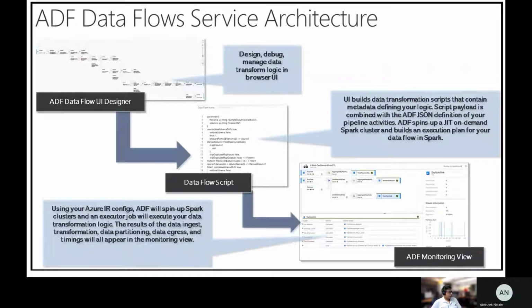So at a higher level, ADF data flows, which we talked about, the visual transformations, this is a high level service architecture. You start with a data flow UI designer, and then in the UI designer, you actually specify what kind of transformations you want. And once you have defined the transformations that you want, in the backend, we do generate some data flow scripts. We call it DSL, and this is the proprietary scripts that we generate out of the UI designer. And you don't have to worry about it.